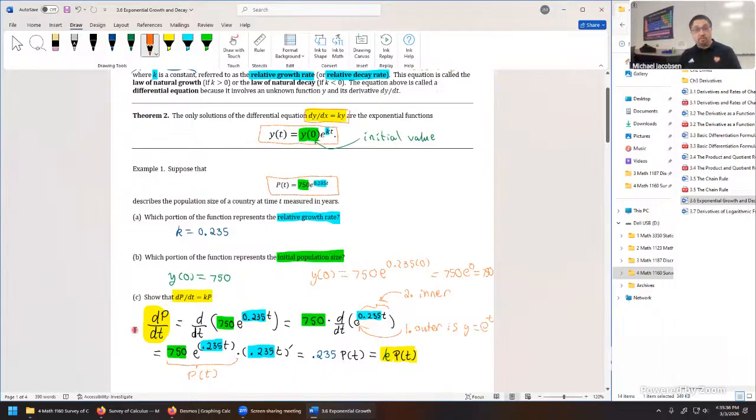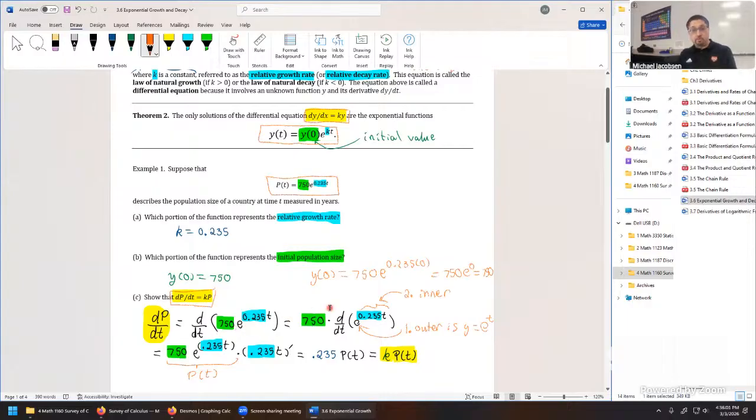So this is a problem that really you only have to do once. If you have something of this format with any other initial value and any other growth rate or decay rate, when you go to differentiate dP/dt, you'll absolutely get k times P. Now we did this from scratch. This was a chain rule problem, a pretty tricky one. We differentiated this function as we saw it here.